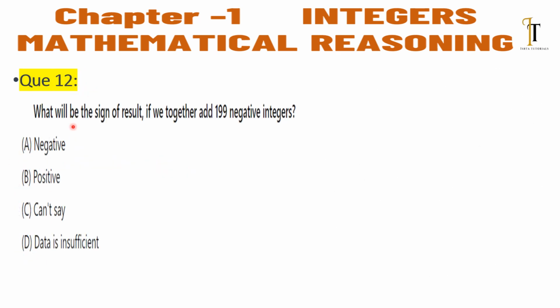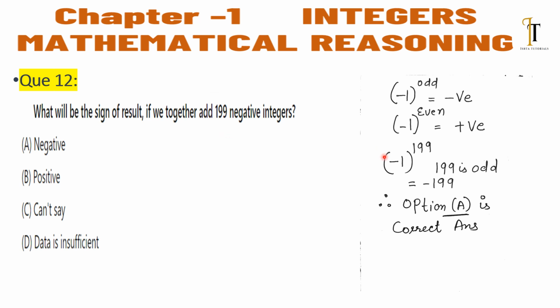Question number 12. What will be the sign of the result if we add 199 negative integers together? Students, you need to note the most important thing here: if minus 1 to the power odd, then the answer is always negative, and if minus 1 to the power even, then the answer will always be positive. Here we have 199, which is odd, so our answer will always be negative. So it matches option A. So option A will be the correct answer.